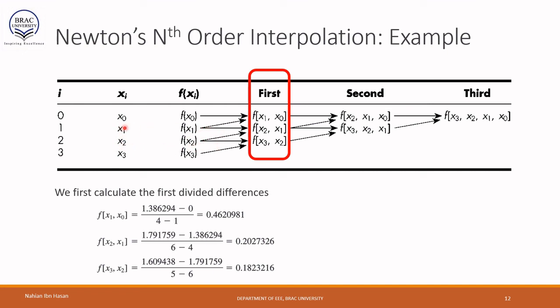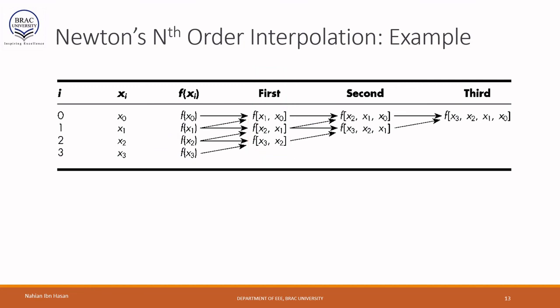That means these 2 rows, these 2 function values and the corresponding x values, can be used to determine this f of x2 comma x1. That means f of x2 comma x1 is equal to f of x2 minus f of x1 divided by x2 minus x1. Similarly, f of x3 comma x2 is equal to f of x3 minus f of x2 divided by x3 minus x2. So this way we can easily determine the second variable, that means the 2 variable function values.